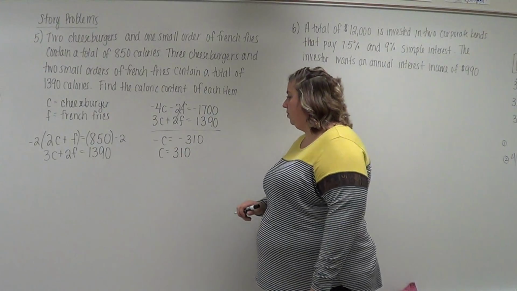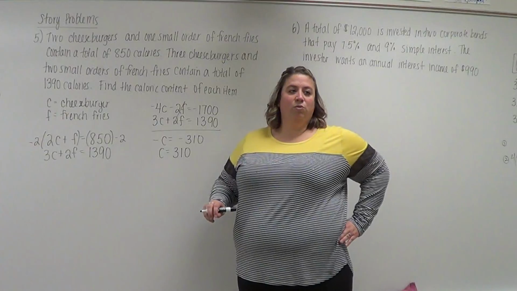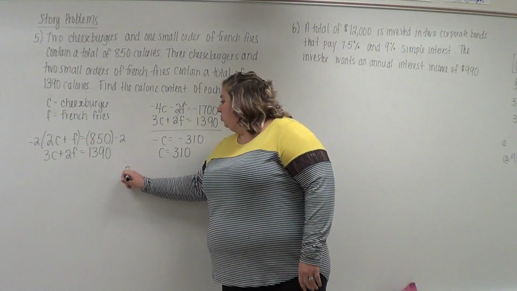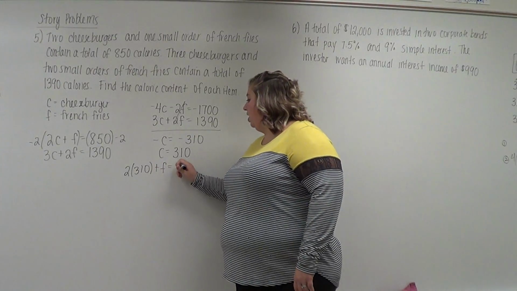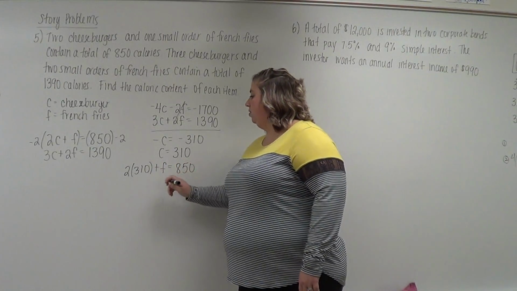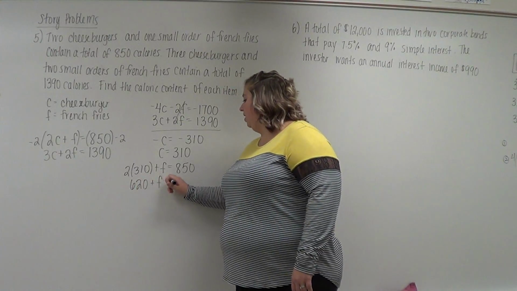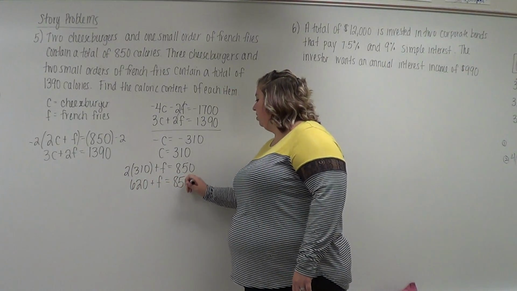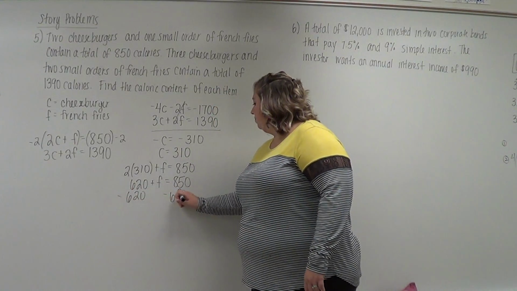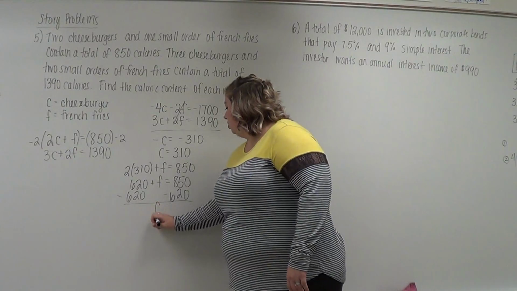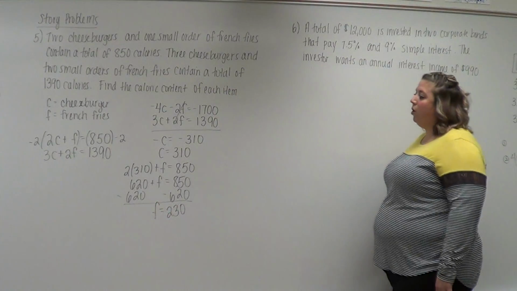Okay, how do I find F? Plug in C into the first one. So 2 times 310 plus F equals 850. So this would be 620 plus F equals 850. And then I would subtract 620. So F is 230.